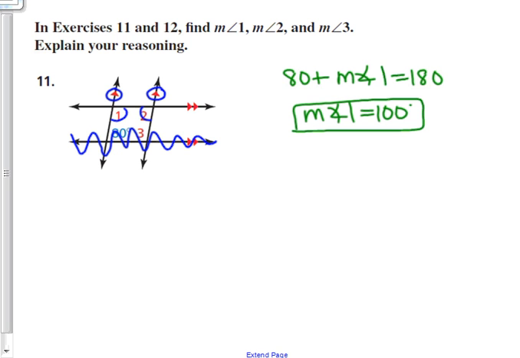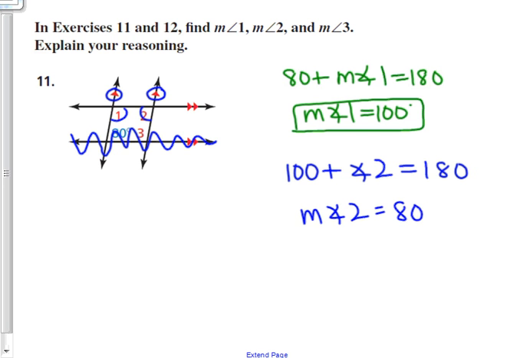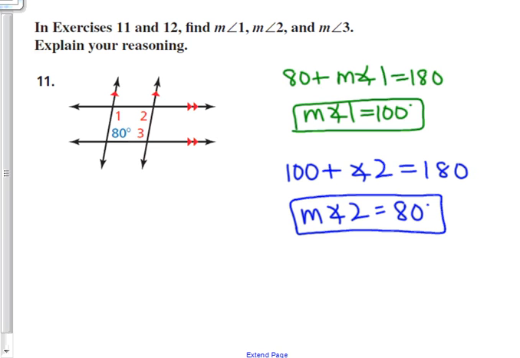So the measure of angle 1 and 2 added together will give me 180. Well, I know that 1 is 100, but I don't know 2. That's going to give me 180. So 100 plus what gets me to 180? It's just 80 degrees. So the measure of angle 2 is 80 degrees. So 2 out of 3 done. Let's move on to the last one.